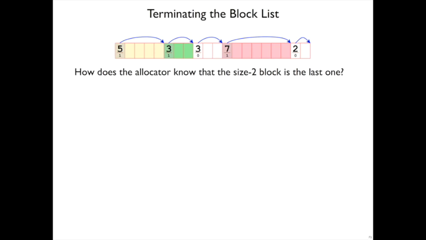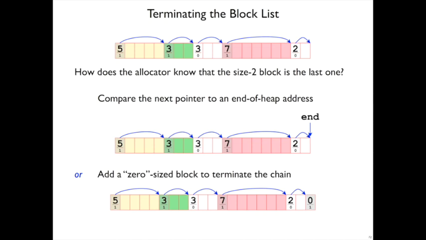For that matter, how do you know when you're at the end? Because in this picture, we walk 5, 3, 3, 7, 2, and then how do you know that this is the end of the list? There's a couple of possibilities. One is that you keep track of a current end pointer, like the break pointer, or just use the break pointer to tell you when you've gotten to the end. Another way, and one that turns out to be more general, so we're going to use it, is that you add a 0 size block to terminate the chain. So this 0 is, well, it doesn't make sense because the block is actually of size 1 if you think of it that way, but 0 is a special value that means it's the terminator for the linked list. So that's what we're going to do.